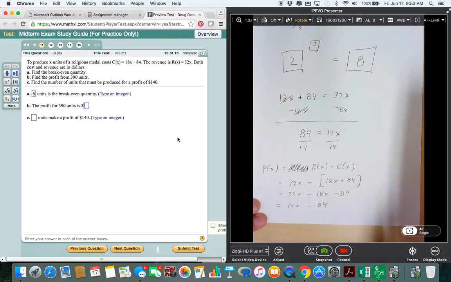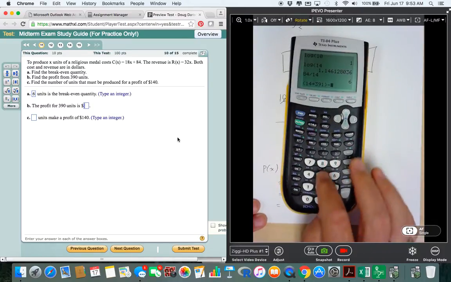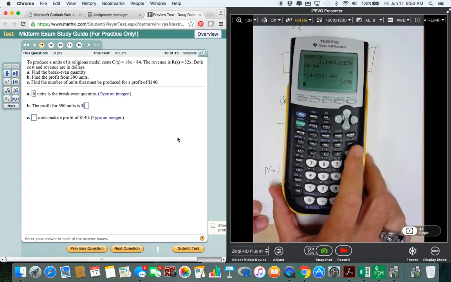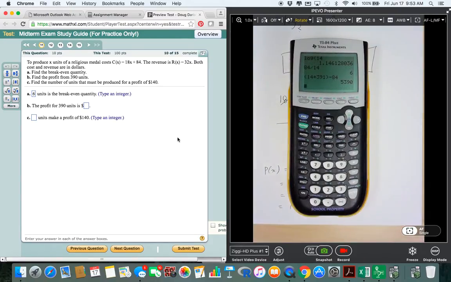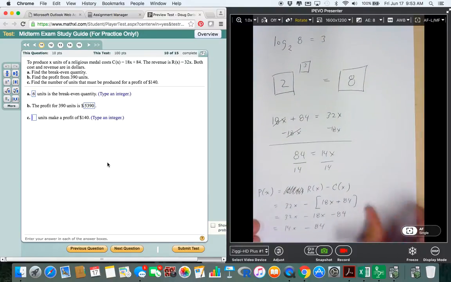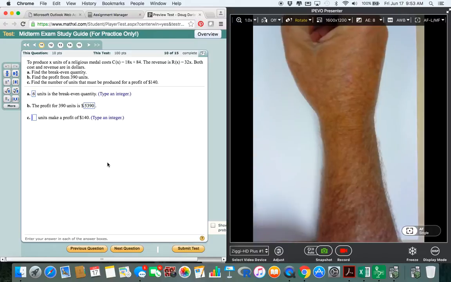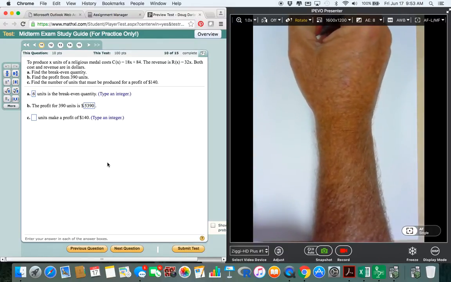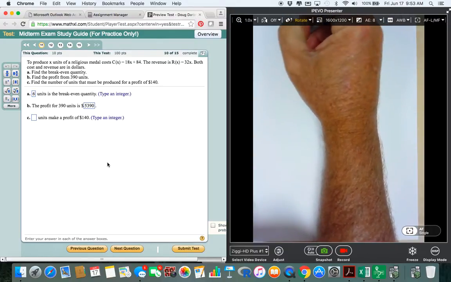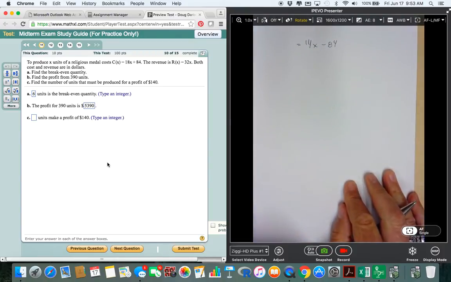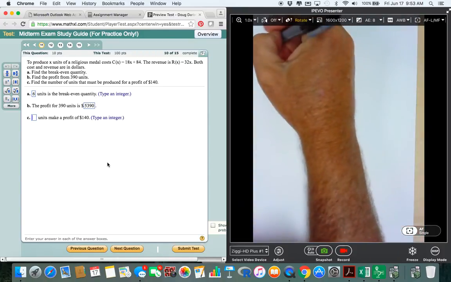And what do we have next? Minus 84. So profit is 5,376. Now, how many units will make a profit of 140? Well, we need this 14x to give us a profit of what, 140?